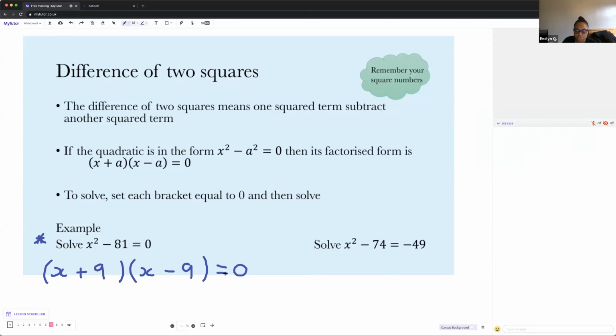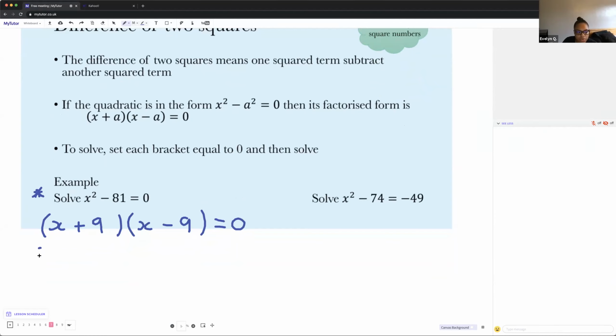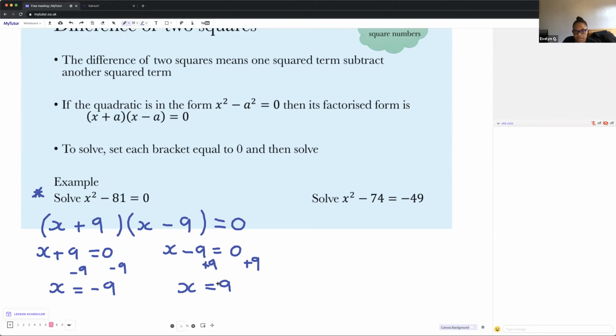And then the last thing to do is to solve, just like how we did last time. So I've got x plus 9 equals 0, so my bracket equals 0, and then my second bracket equals 0. On the first one, I can subtract 9 on both sides, so I've got x equals minus 9. And then on the second one, I can add 9 onto both sides. So I've got x equals 9. So your solution will be x equals minus 9 or x equals 9.